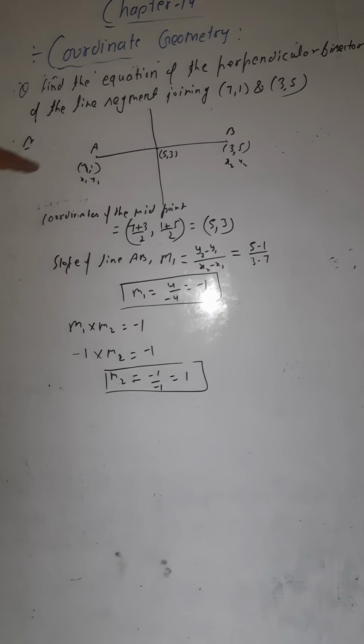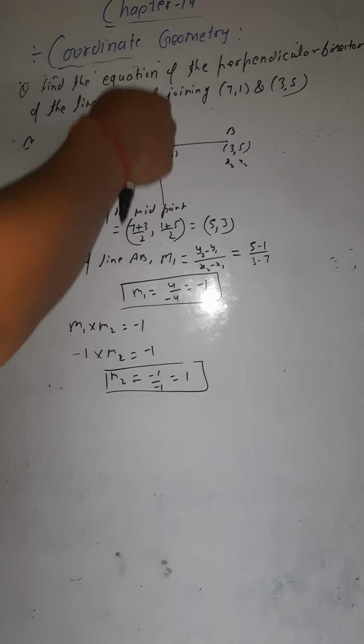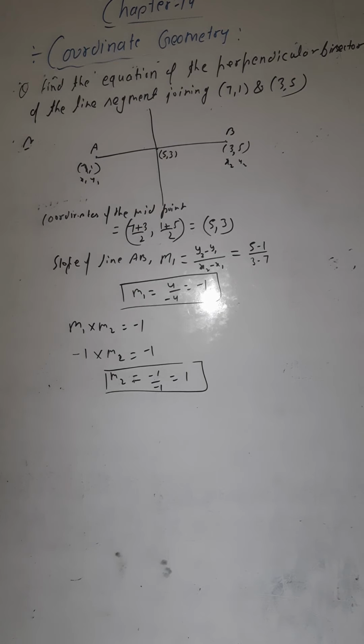The slope of AB, the first line, is minus 1. The slope of the second line, the perpendicular bisector, is plus 1. So we have got the slope of this line, and we can now find its equation. How to find the equation? Let me tell you. First, note it down.